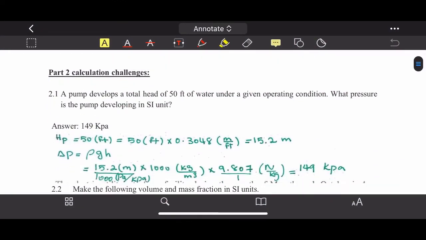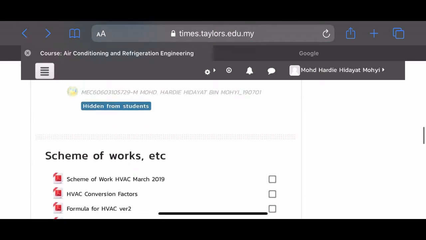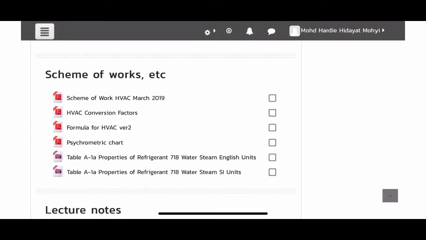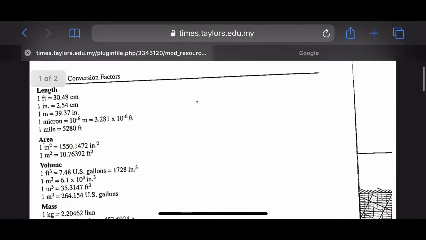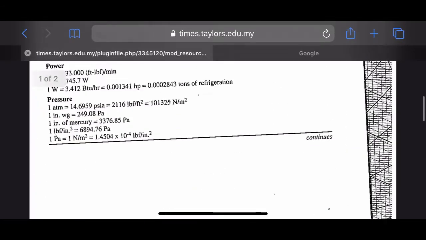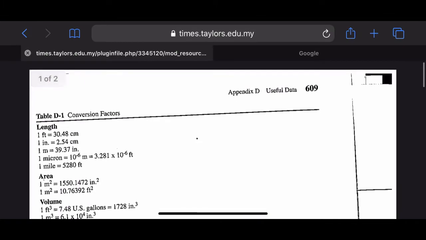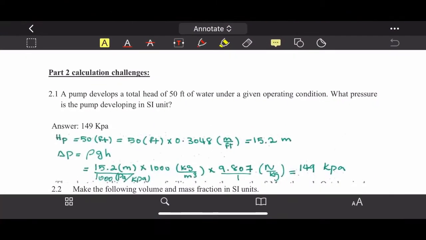Now, you need a few things here. Let's go back to our TIMES page and go to the scheme of work and etc. section. Go to the HVAC conversion factors, click on that, and you will have a PDF with conversion factors there. We need this one as well, or you can also use Google conversion if you like. So I'm going to need these two apps together. Alright, let's go for the first question.